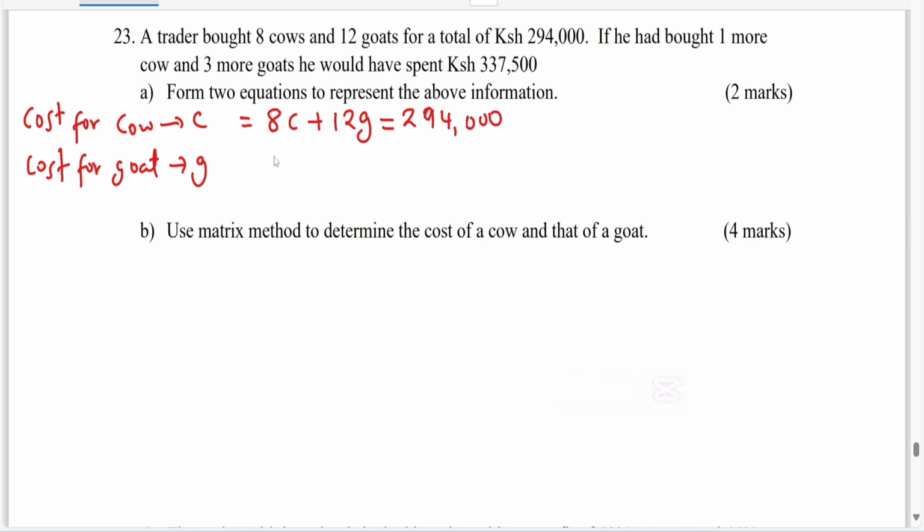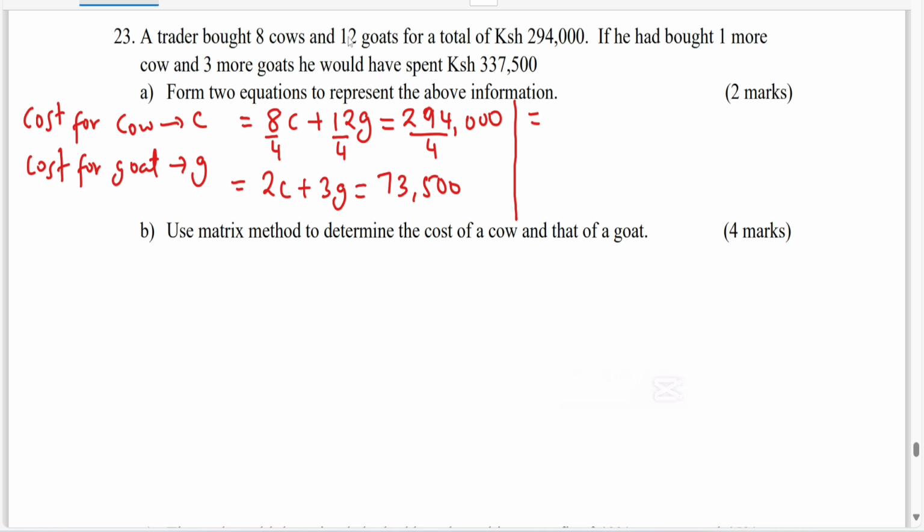So that's the first equation, but let's simplify it. So how do you simplify? You divide by 4 all out, so divide by 4, divide by 4, divide by 4, and it should give you around 2C plus 3G equal to 294,000 divided by 4. Divided by 4 gives you 73,500. Itakupa hiyo 73,500. Okay. So let's go and solve the other one.